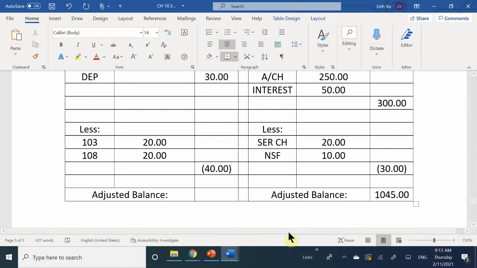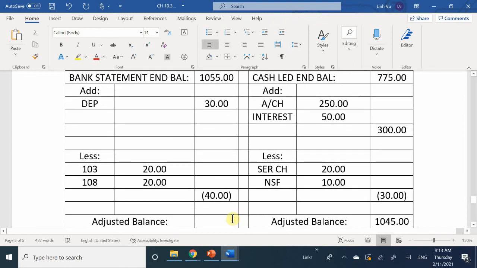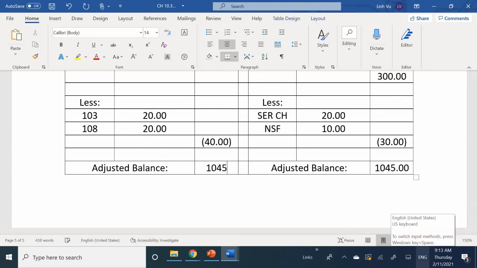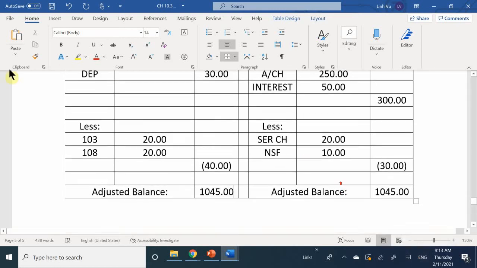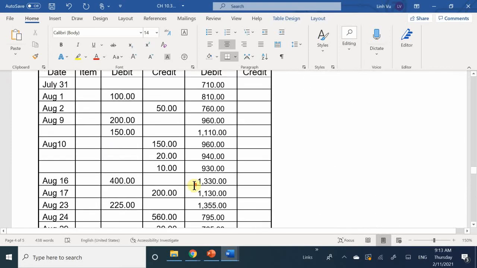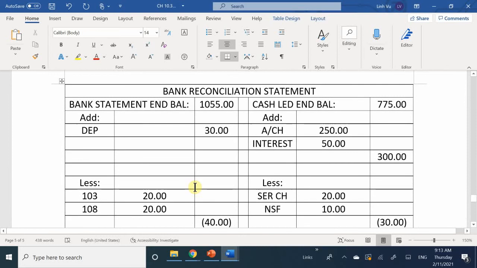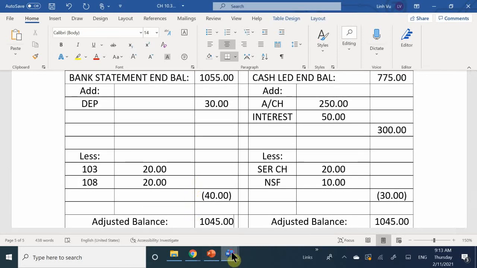What is my new ending balance in my bank? $10.45. 1045 is the answer. And look, our bank matched our cash. All right? Any questions in regards to this? This is the easiest one. All right? So let's try a little harder one.